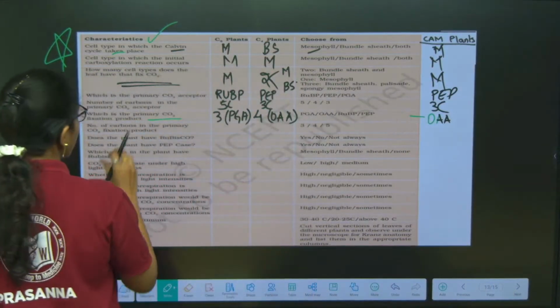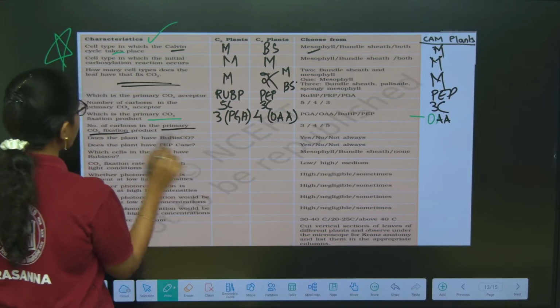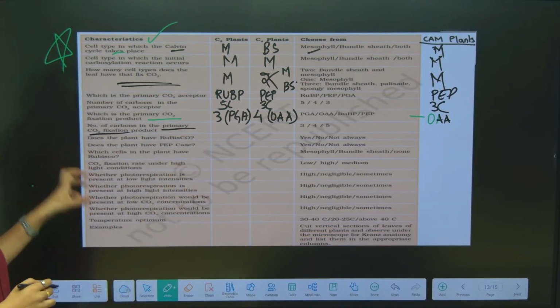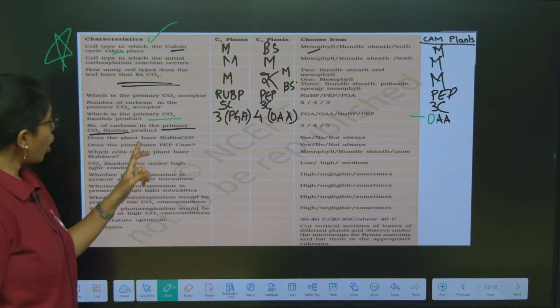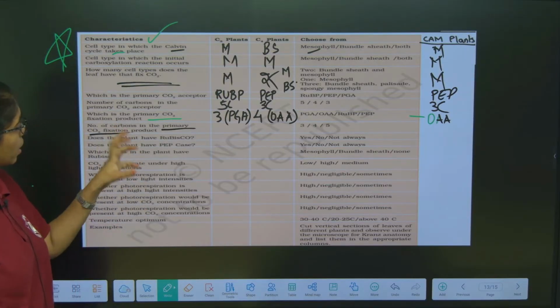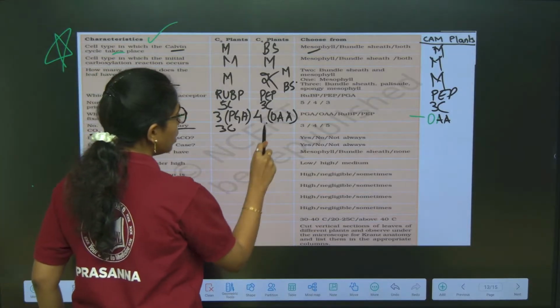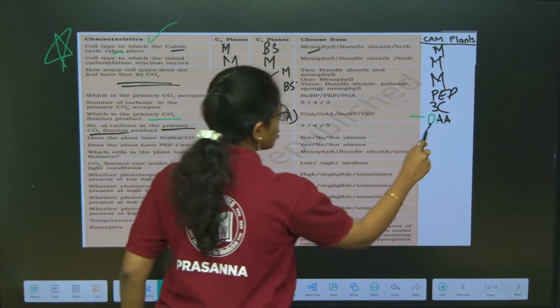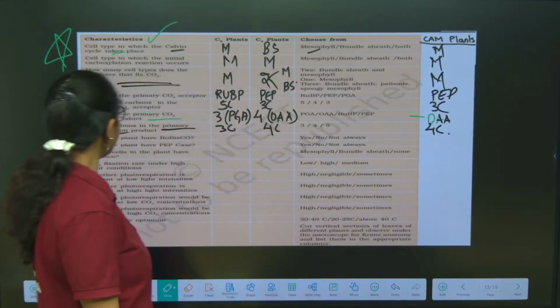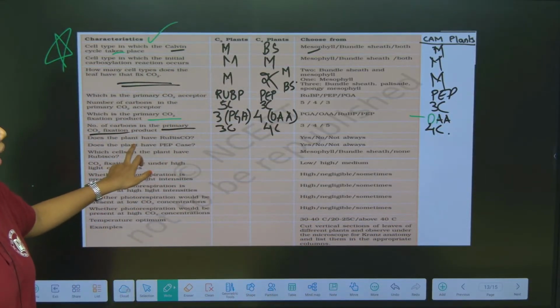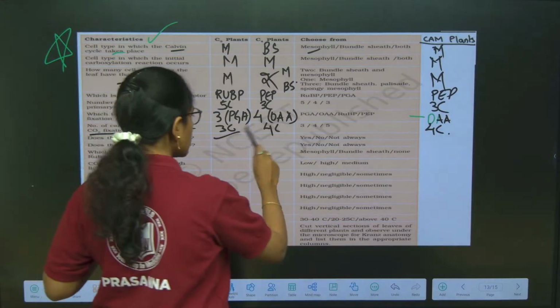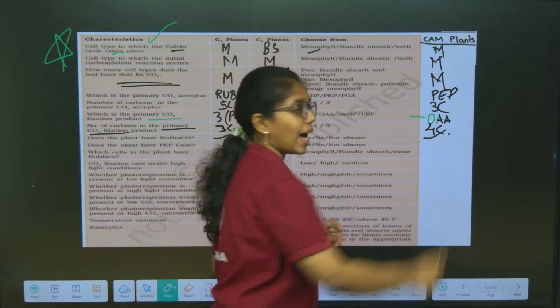Okay. And the number of carbons in the primary carbon dioxide fixation product. How many carbons does the first carbon dioxide fixation product have? This is 3 carbon, this is 4 carbon. Here also in CAM plants we will have 4 carbon. Does the plant have rubisco? In C3 plants it has, C4 has, CAM also has rubisco.